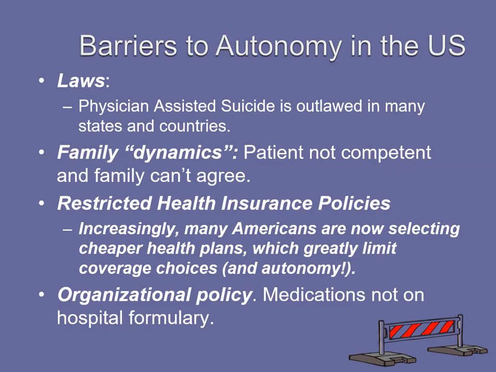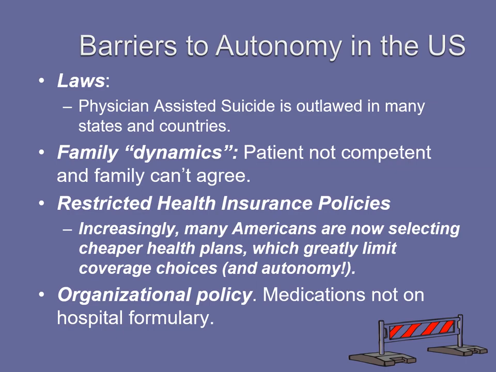Another example of a barrier to autonomy are family dynamics, where the patient may not be competent, but the family cannot agree on the course of treatment. It may be the family cannot agree whether or not to continue mechanical ventilation on a patient who has catastrophic multiple system failure, perhaps secondary to sepsis, and the prognosis is extremely poor. Yet certain family members want mechanical ventilation to continue and certain ones do not.